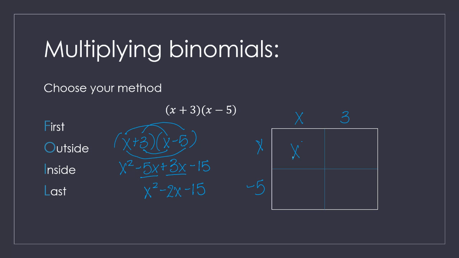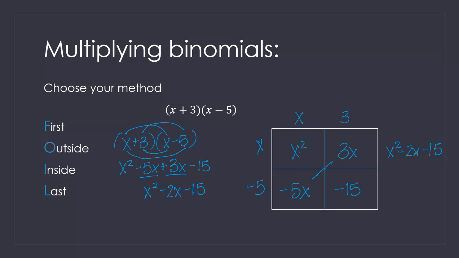X times x is x squared. X times 3 is 3x. X times negative 5 is negative 5x. And negative 5 times 3 is negative 15. And you always combine diagonally. So these two will be combined together. So we get x squared, negative 5 and 3 is negative 2x, minus 15. You can see we ended up with the same answer, just a different process to get there.